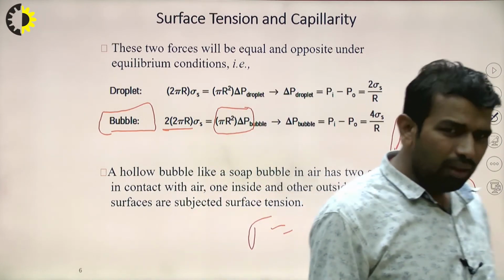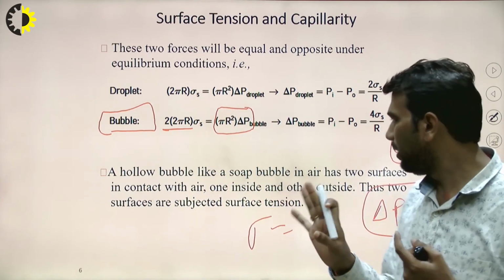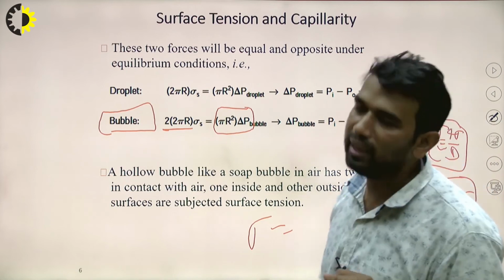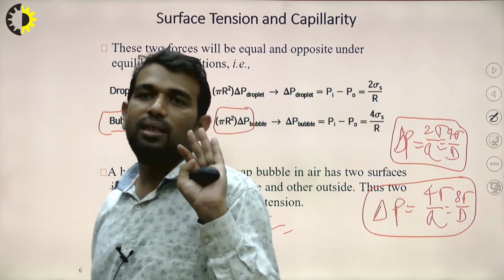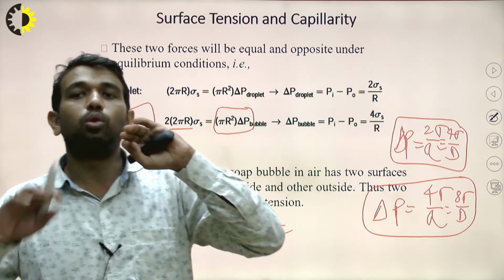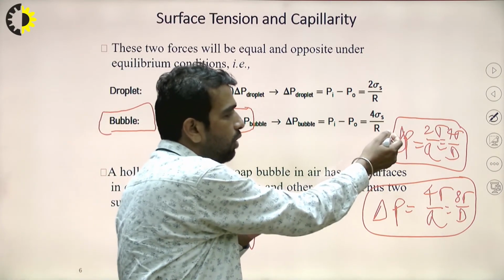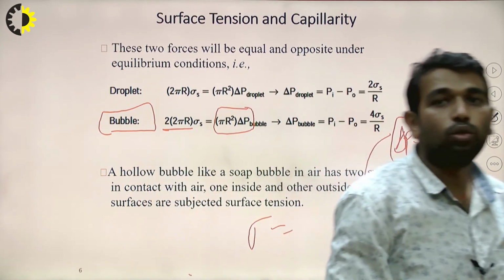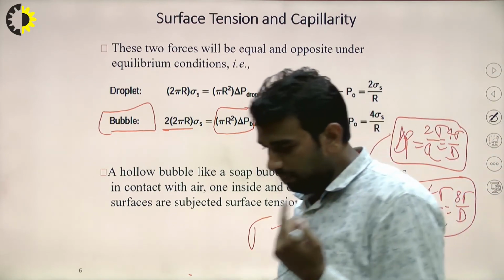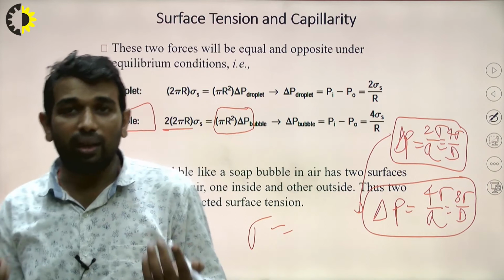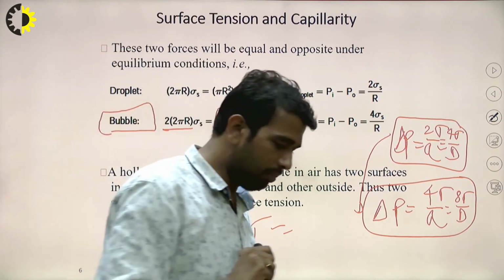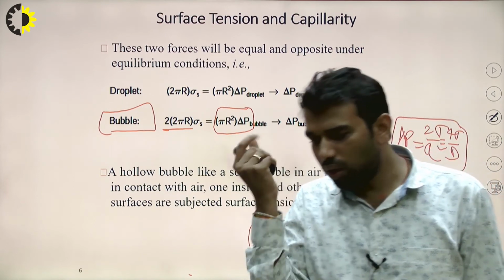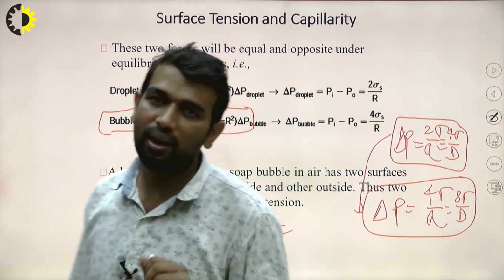Similarly, we can understand that if sigma is a fixed parameter, any bubble that has to survive in the atmosphere needs a higher pressure, almost twice the pressure required for a droplet. You can see these things in real life also. If you try to blow up bubbles, or soap bubbles, they break very easily by a small disturbance.